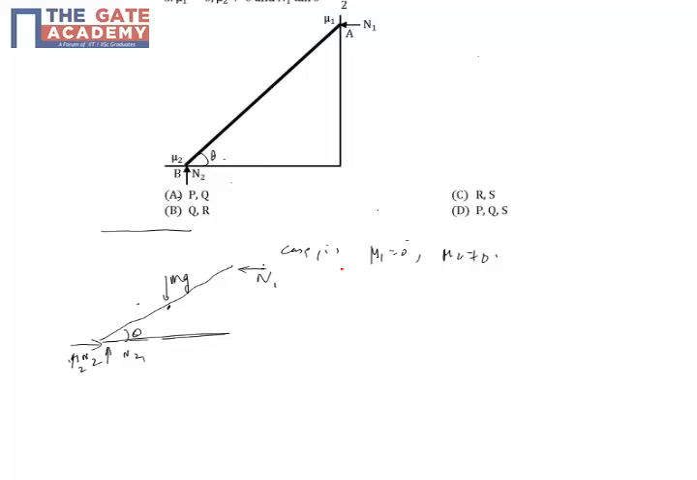Now what is N2? If you balance the forces, N2 will be equal to mg, and N1 we need to find out. So you can take a moment about this point. N1 into this total height, let's call it y, has to be equal to mg into this distance. The moment produced by N1 is anti-clockwise, mg produces clockwise moment. Let's call that distance x, so mg into x.